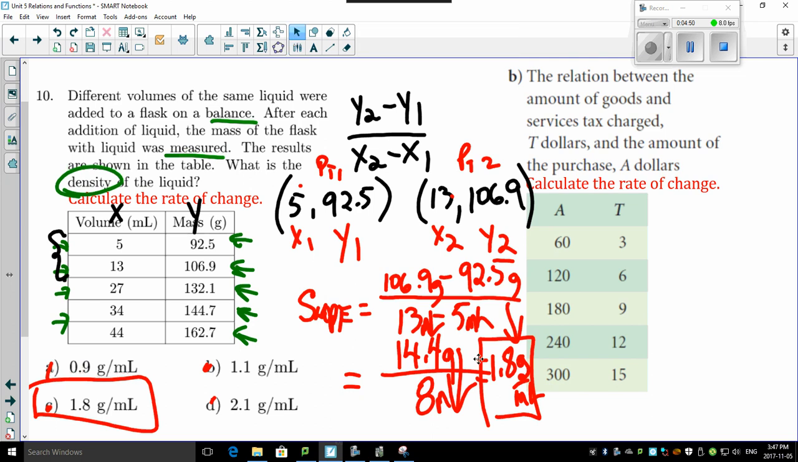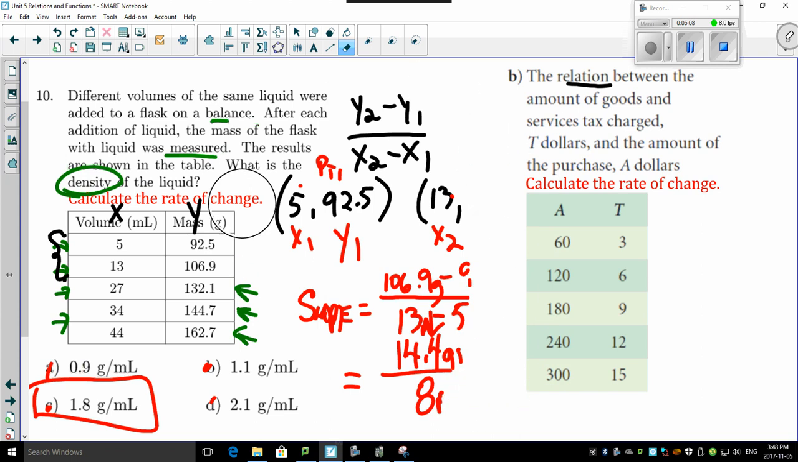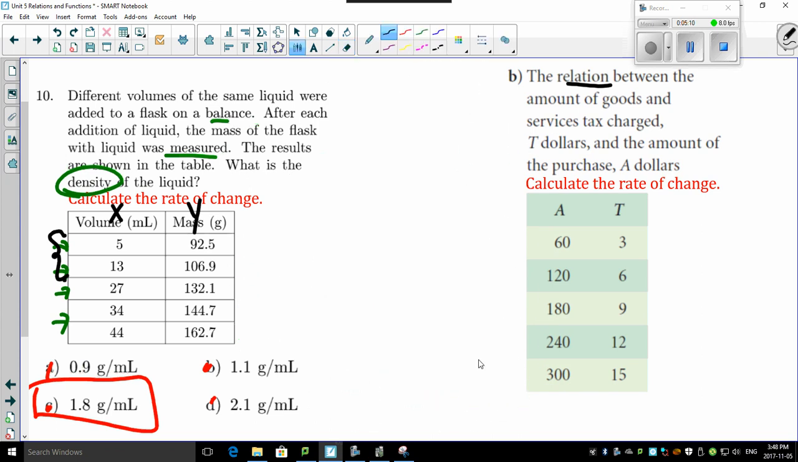All right, let's look at our next one. Look at this. Again, relationship between the amounts of goods and services taxed, T dollars, and the amount of purchase, A dollars. Calculate the rate of change. Okay, wait a second. Hold on. Let's clean this up so we have a little bit more room to play. Okay, so we're going to call this A is purchase dollars. So you're purchasing this. That means you're deciding how much money to spend. The tax is responding. So that makes this the X value, this the Y value.